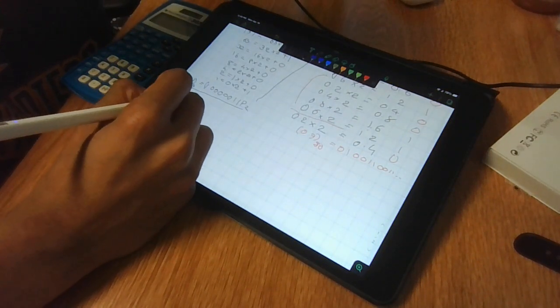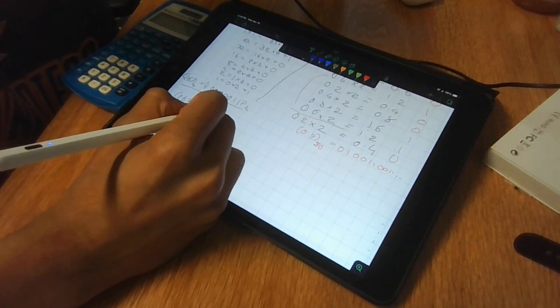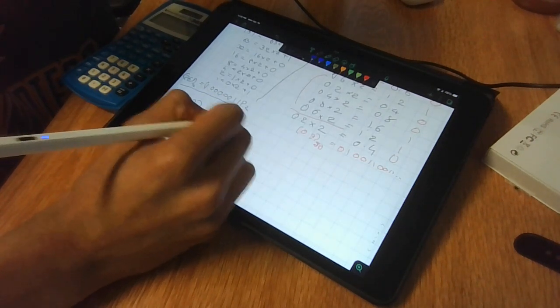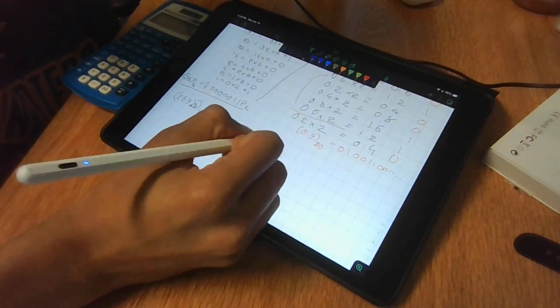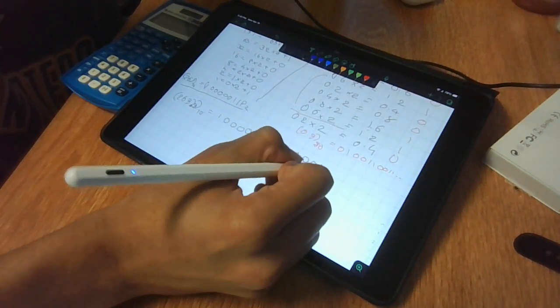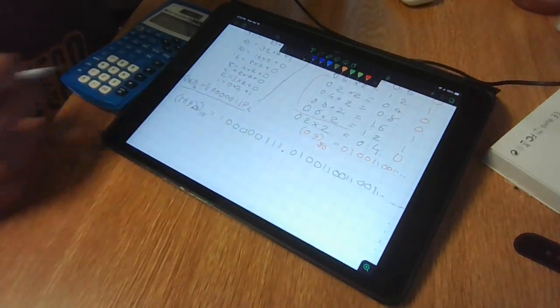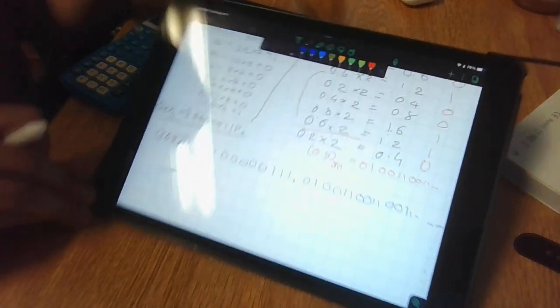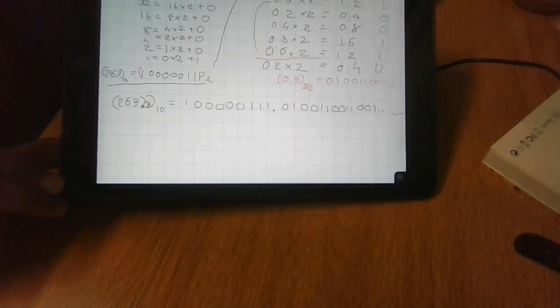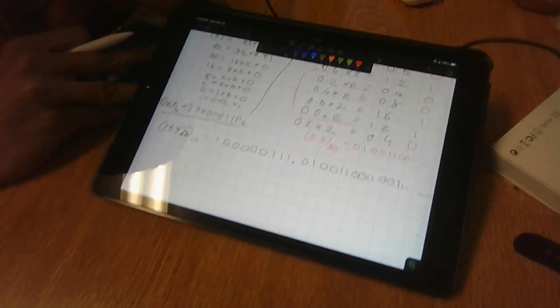So 263.3 decimal will be 100000111.0100110011. Okay, just to make sure that I got it right here. If you can see, that's good. Okay, good enough.